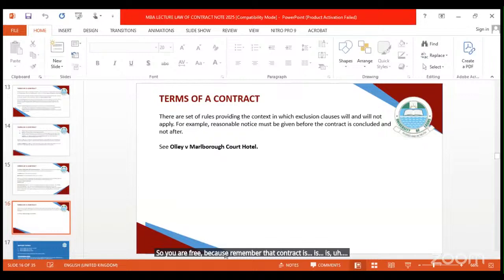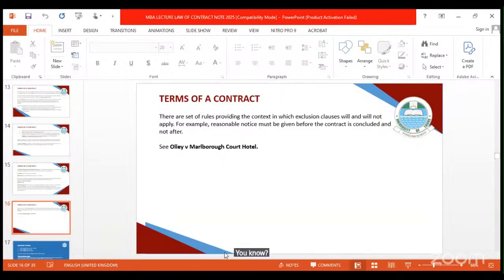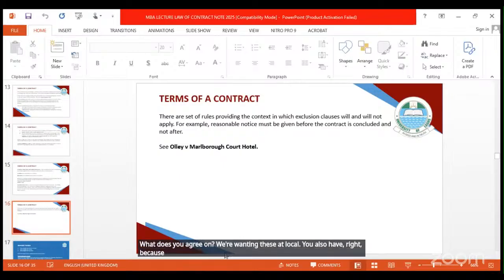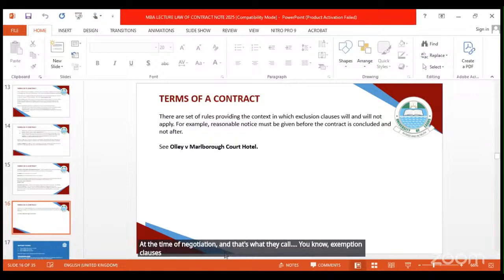except standard form contracts, like a contract of insurance, for instance, whereby the insurance company will just give you a template and then insert your names inside. Other than that, it's supposed to be negotiated. Parties will agree on it. But one thing is that contract creates obligations and creates burdens on parties. You also have the right to limit your burden at the time of negotiation, and that's what they call exemption clauses or exclusion clauses.